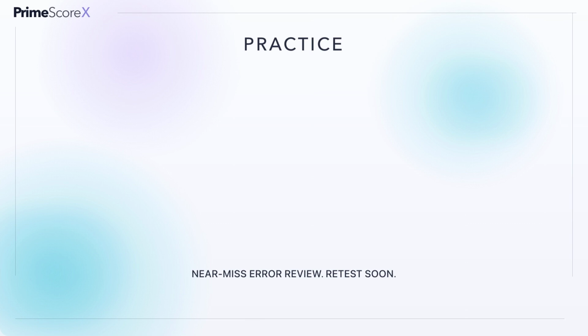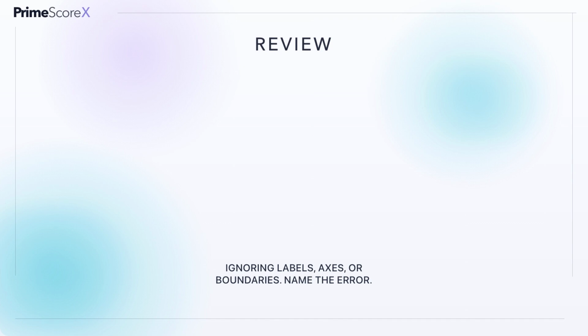Retesting is important because review can create a false feeling of mastery. The real question is whether you can apply the fix later with a new question without seeing the answer first. That is when learning becomes score movement. When you review, name the exact error. One common issue is ignoring labels, axes, or boundaries.